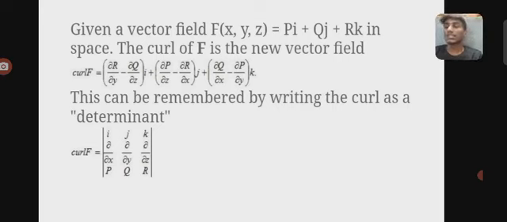So let us see an example. Given a vector field f of x comma y comma z equal to p i plus q j plus r k. So it is in three-dimensional space. In this space, the curl of f is a new vector field, curl of f equal to the given equation. This can be represented by writing the curl as a determinant. So here we get the resultant equation for curl of f by calculating the determinant of the components of a vector in three dimensions.